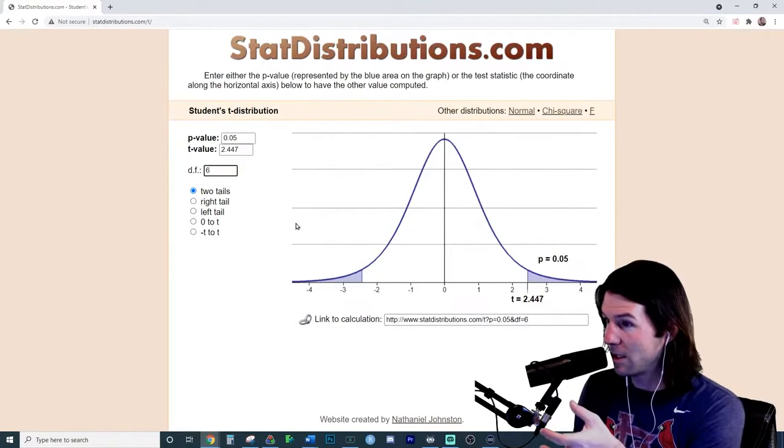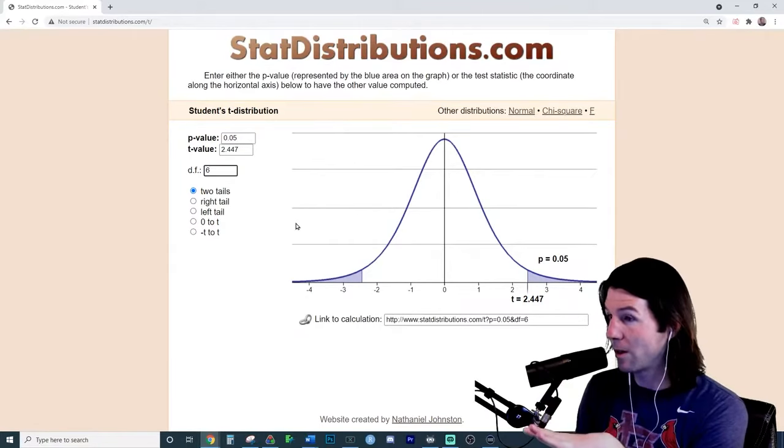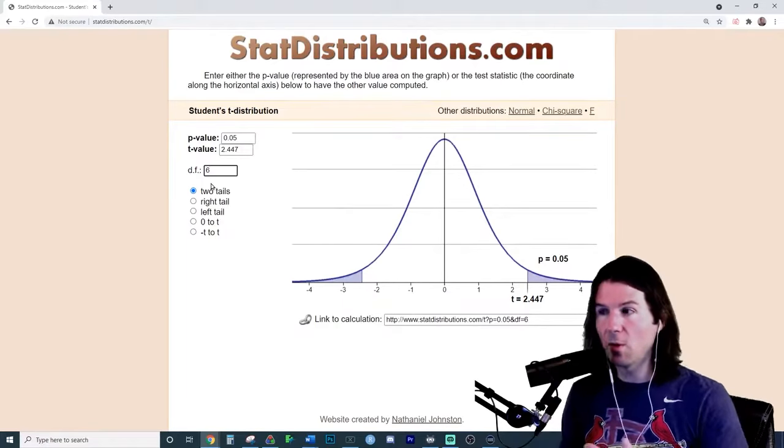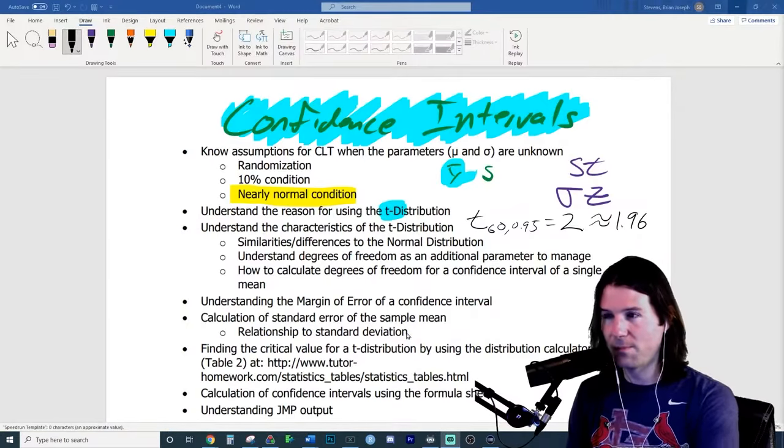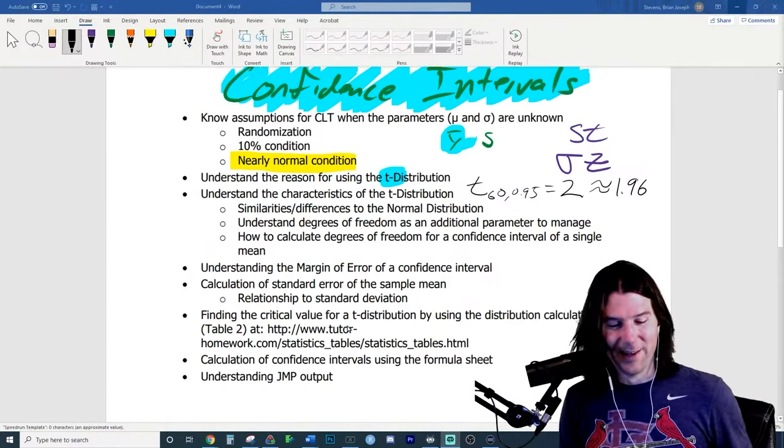So that's why we still have the similar conditions of the nearly normal, like we had the large enough n before. So we're doing a more exact calculation brought to us by William Gossett and, of course, Mr. T. So we have right here the t distribution. I might continue the rest of it like this.